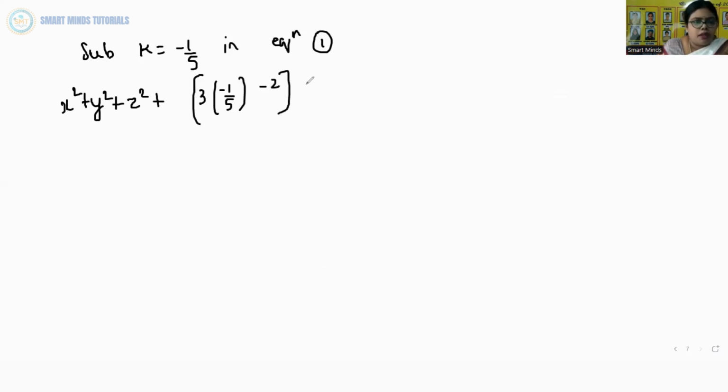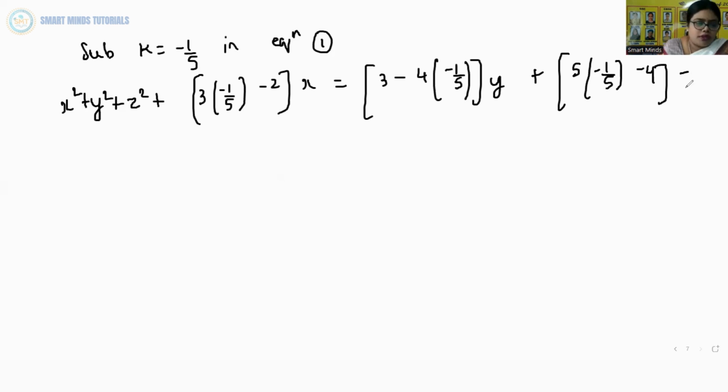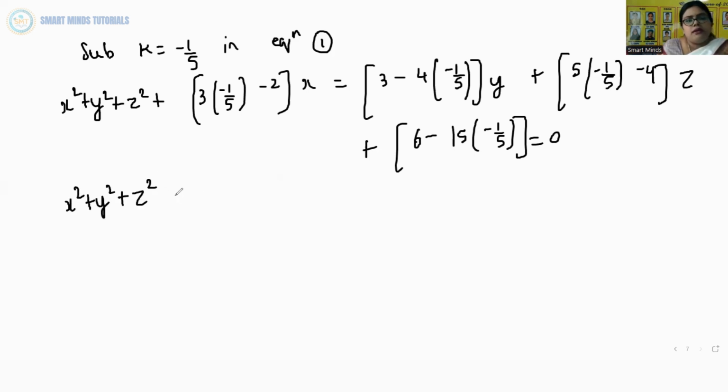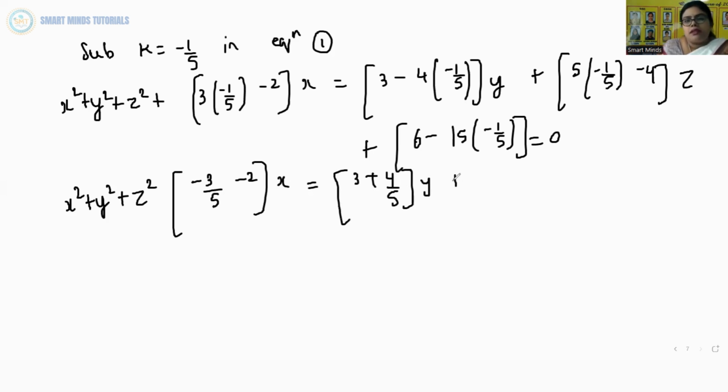Now substituting k = −1/5 in equation number 1. So x² + y² + z² + (3 into −1/5 − 2) into x plus (3 − 4 into −1/5) into y plus (5 into −1/5 − 4) into z plus 6 − 15 into −1/5 = 0. So you get x² + y² + z². Now in this bracket we solve. (−3/5 − 2) into x plus (3 + 4/5) into y plus 5 cancel, you get −5 into z. Now 5 ones are 5, threes are, plus 6 + 3 = 0.